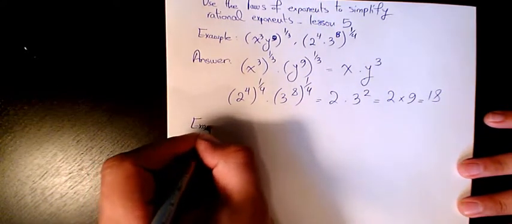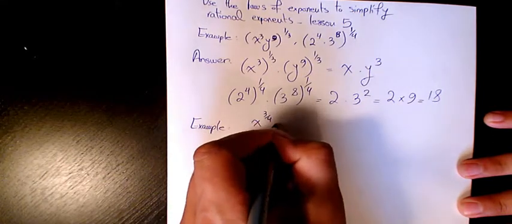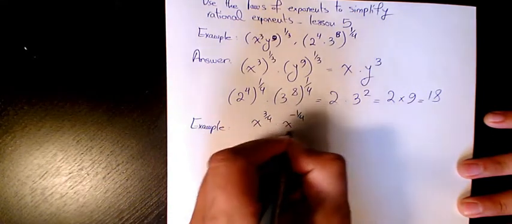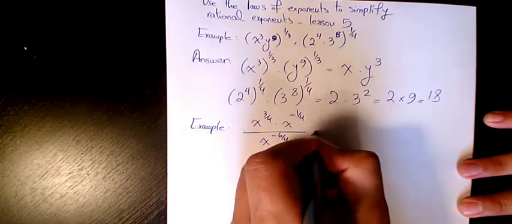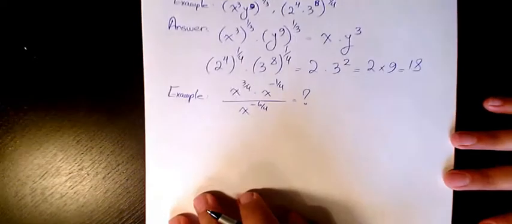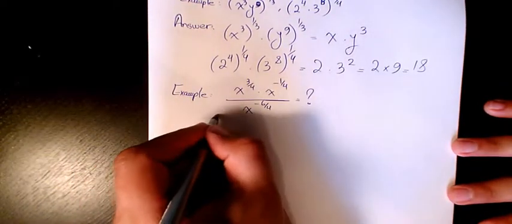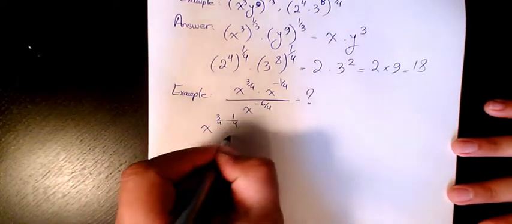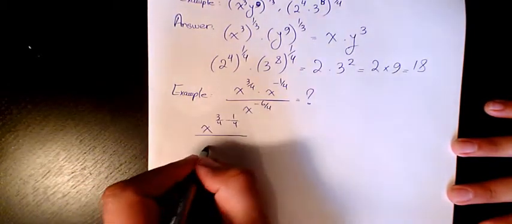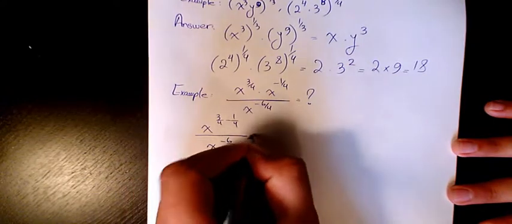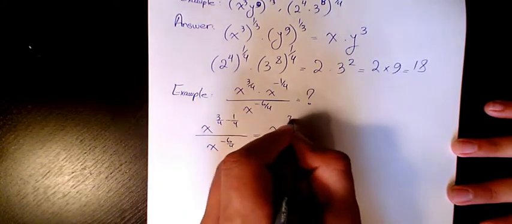Next example, it's going to be x to the power of 3/4 times x to the power of 1/4 divided by x to the power of negative 6/4. First of all, we need to add these two. It's going to be 3/4 plus 1/4. I said add, but this one is negative, so it's going to be subtract in reality. So it's going to be x to the power of 3 minus 1 is 2.